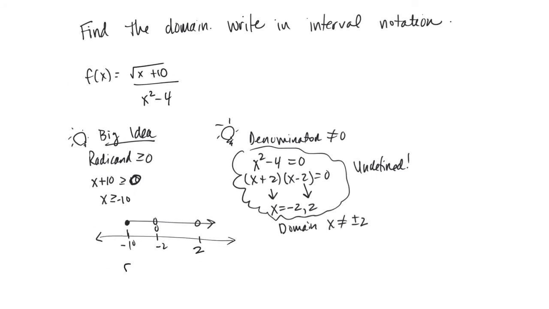So my domain would go from negative 10 to negative 2, or skip ahead and go from negative 2, but don't include it, up to 2, don't include it, and then jump ahead up a little bit positive of 2 and head off towards infinity. So we've got these places on our graph with these two holes. Okay, let's try one more example.